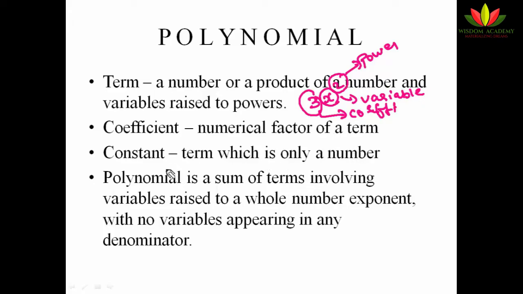Okay. So a constant is also a term which doesn't have a variable. For example, 5, 3, those kinds of numbers are also considered a term, but where the variable is not there. In other words, we can say the degree is to the power of 0, right? And a combination of these things is known as a polynomial.